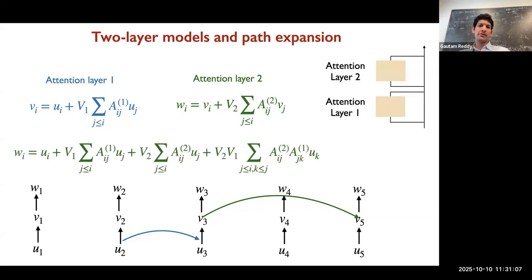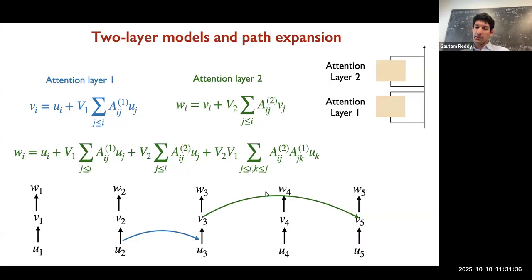You can see this mathematically as well. If you plug in your V's from the first layer into the equation for the second layer, the number of terms starts increasing, but you can start seeing these three-body interaction terms over here, where you have interactions between U2 and U3 and then potentially V3 to V5.